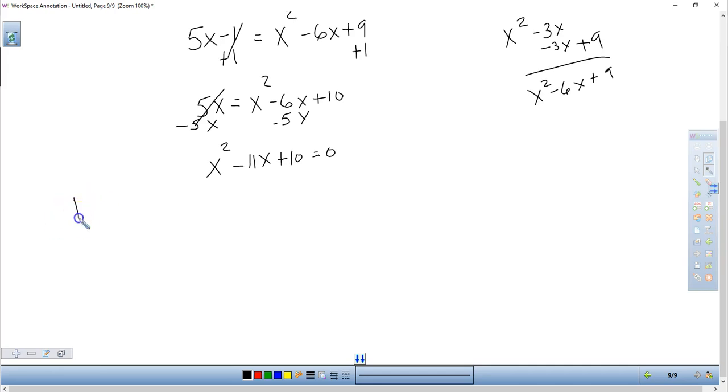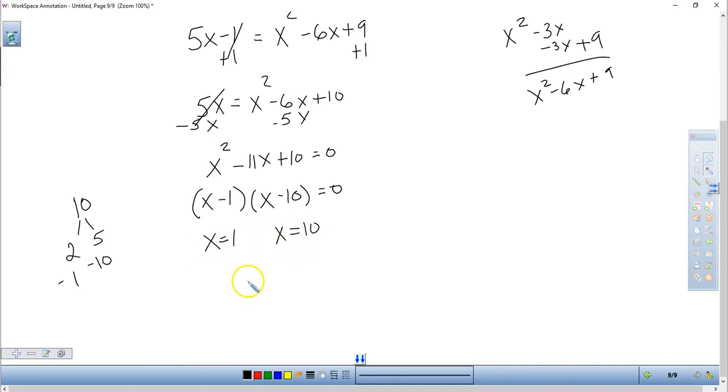Okay, need to factor. Looking at 10, I have the options of 2 and 5 or 1 and 10. I need to make negative 11, therefore I'm using negative 1 and negative 10, because those add to make negative 11 but multiply to make positive 10. No number in front of x, therefore I'm just going to write it like I see it, x minus 1 and x minus 10. So x has to equal 1 or x has to equal 10.